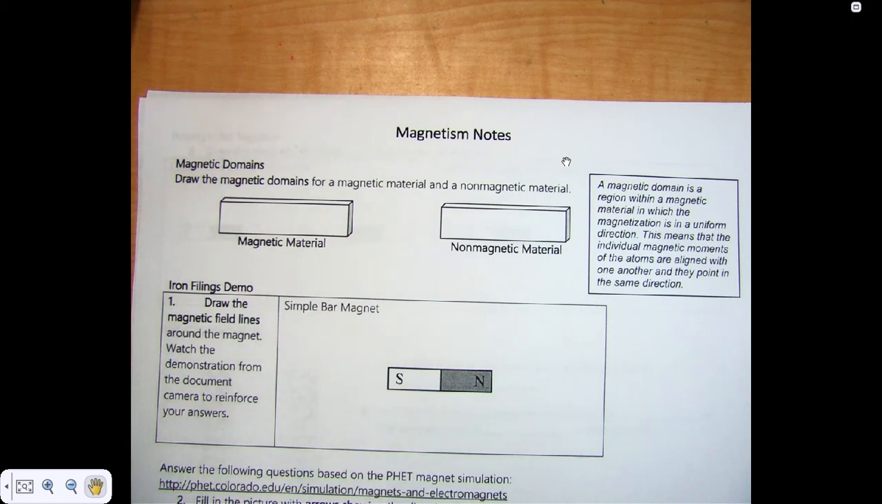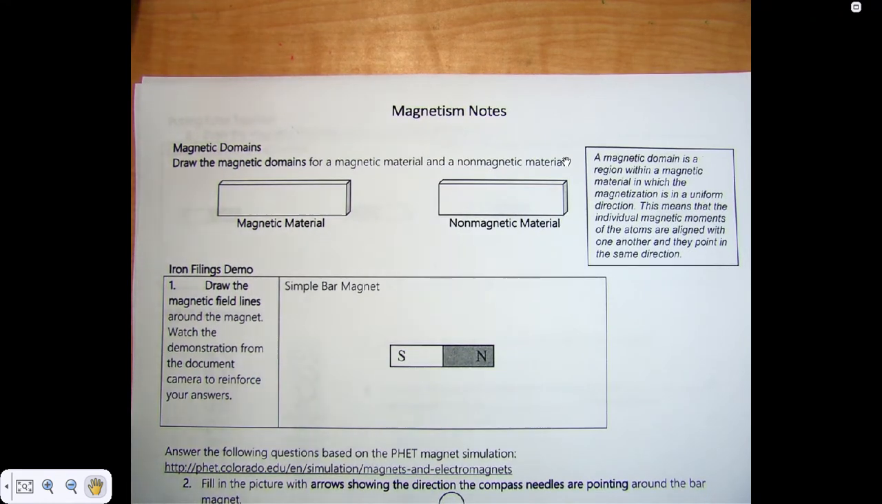All right, we're moving into our magnetism unit, or part of the electromagnetism unit. We're going to talk about magnetism, and so I'm going to go over these notes with you today.